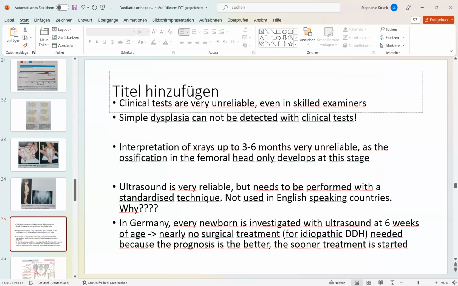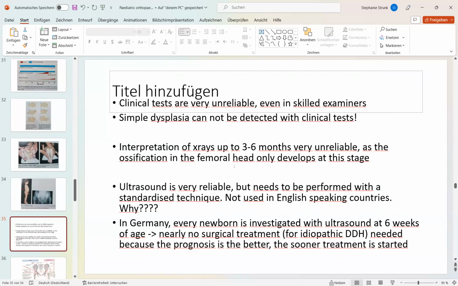The clinical tests are very unreliable, even in skilled examiners. Even if we have done that for years, it's still very easy to miss it. And as I said, a simple dysplasia cannot be detected with those clinical tests. And the next problem, interpretation of X-rays up to 3 to 6 months is very unreliable, as the ossification in the femoral head only develops at this stage. So you will only see a secondary ossification center in the femoral head at 3 to 6 months of age.